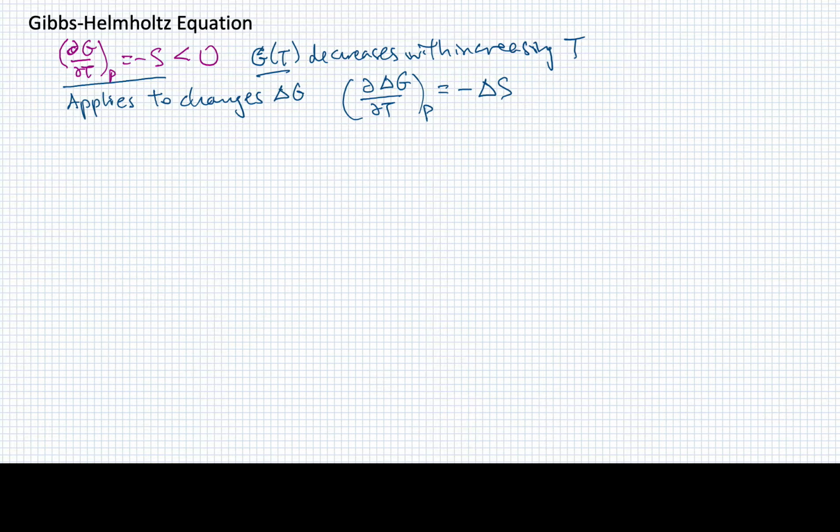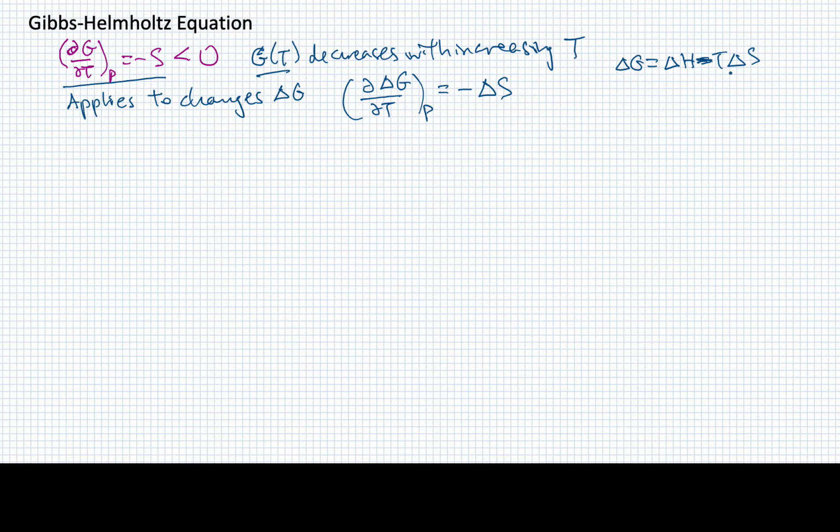Now, this will be important because most of the time we're going to be wanting to evaluate for a process in which Gibbs energy has changed. We want to evaluate how that change in Gibbs energy changes when we look at a different temperature. Now, I'll also note parenthetically out here that delta G is going to be effectively equal to delta H minus T delta S.